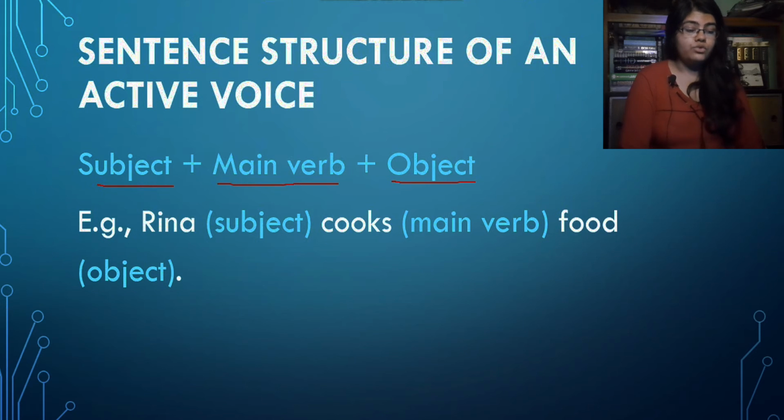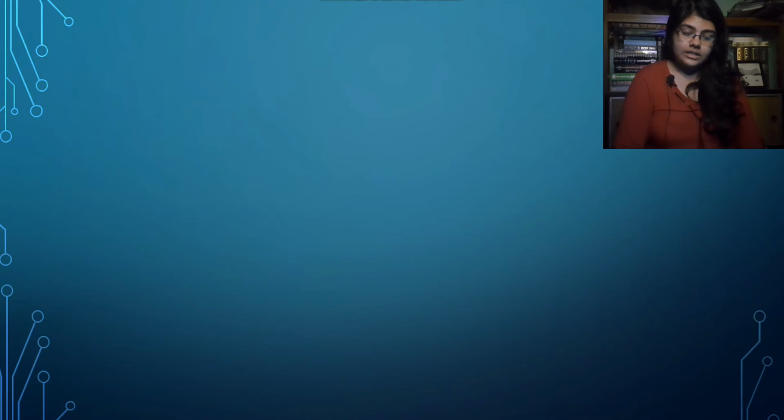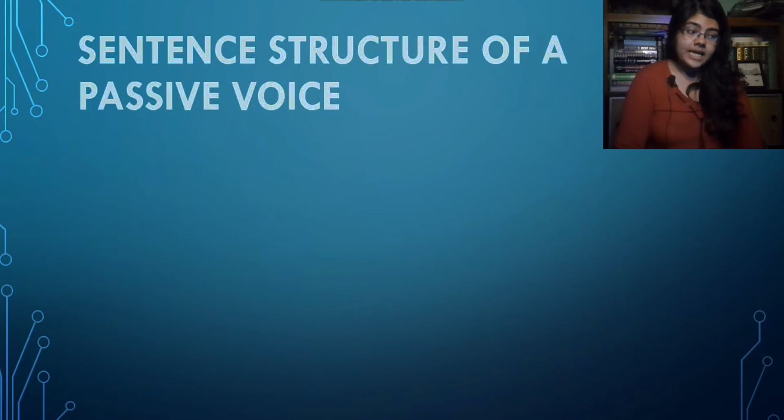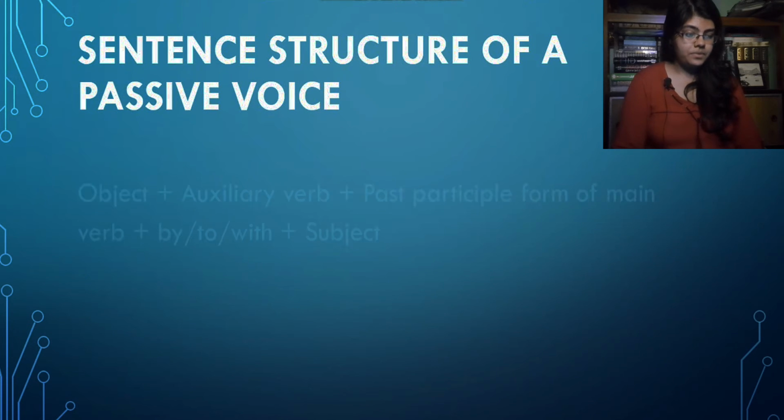Reena cooks food. Here we can see that Reena is the subject, cooks is the main verb and food is the object. So this is the example of an active voice, the structure of an active voice. Alright, now the next thing is sentence structure of a passive voice. What is the structure of a sentence in case of a passive voice?